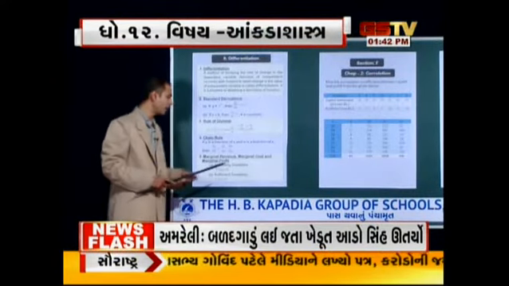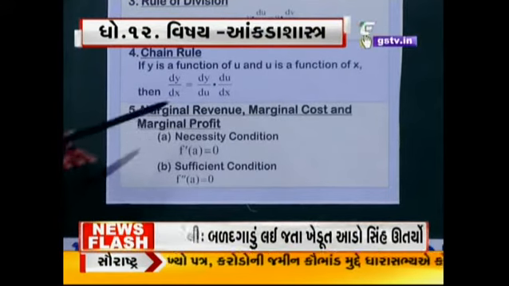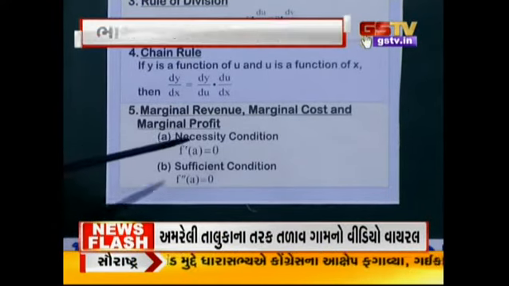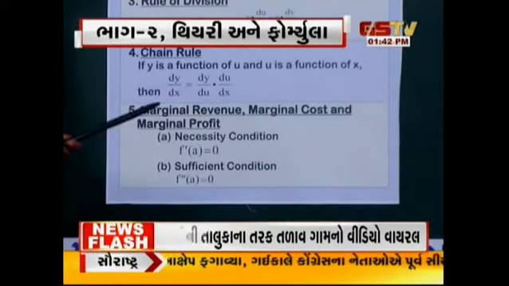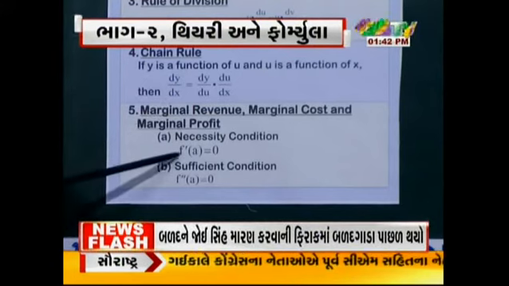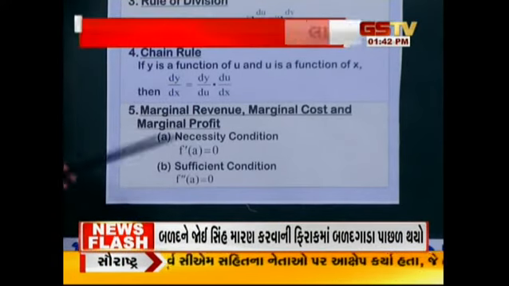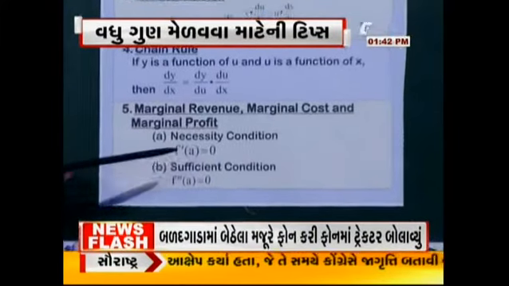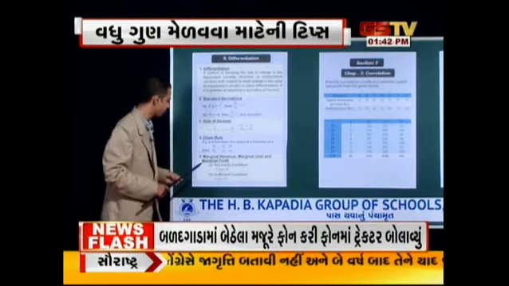Whenever we are asked to find marginal revenue, marginal cost or marginal profit, we have to apply two conditions. The first one is a necessary condition where you have to find out the first derivative, which is called f dash a or f dash x, and we have to put the value 0 as the first derivative, so we can get the value of x, means units.